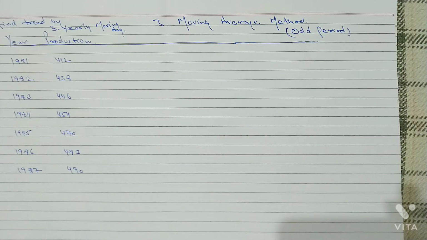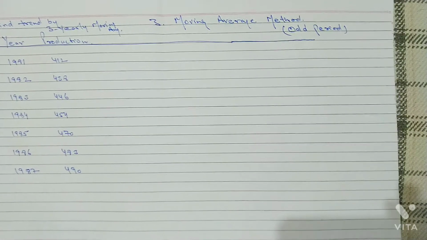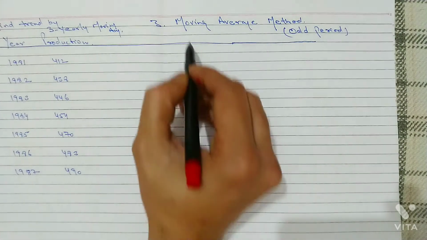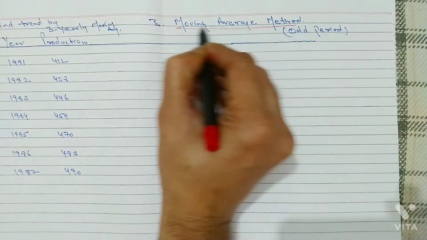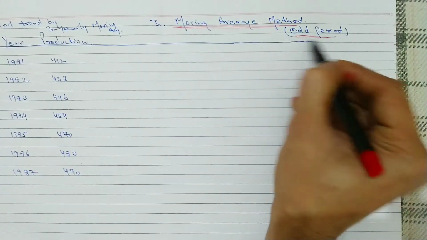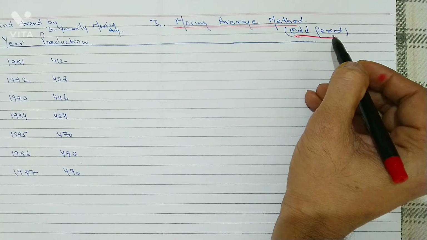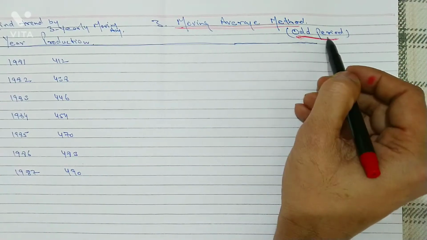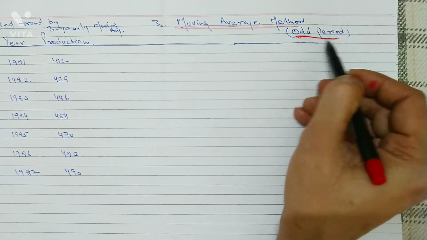Next case is moving average method for odd period of time. Odd period. I am not talking about odd series. I said odd period.